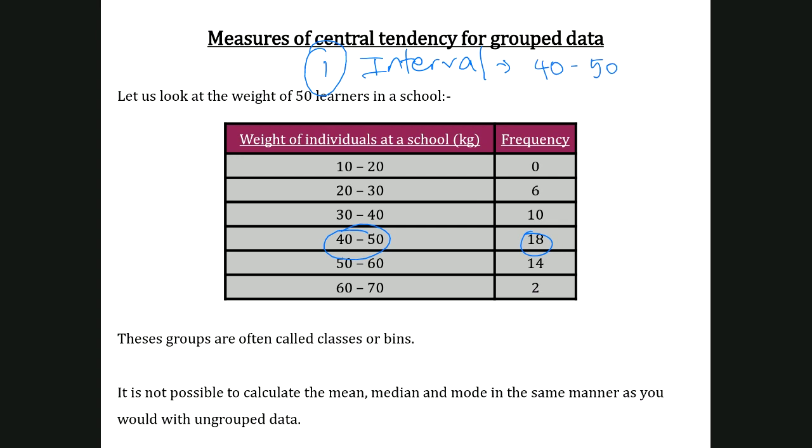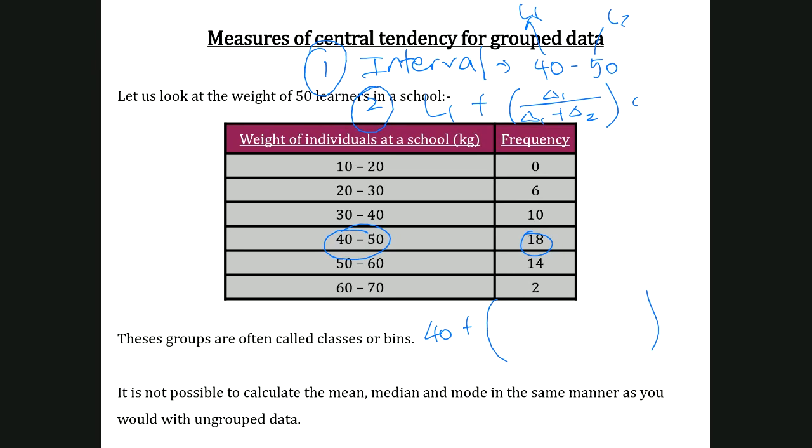So our formula said L1 plus the first difference over the first difference plus the second difference, multiplied by C. So L1 is, remember, the first value in your limit. L2 is the second. So L1 is 40 plus.